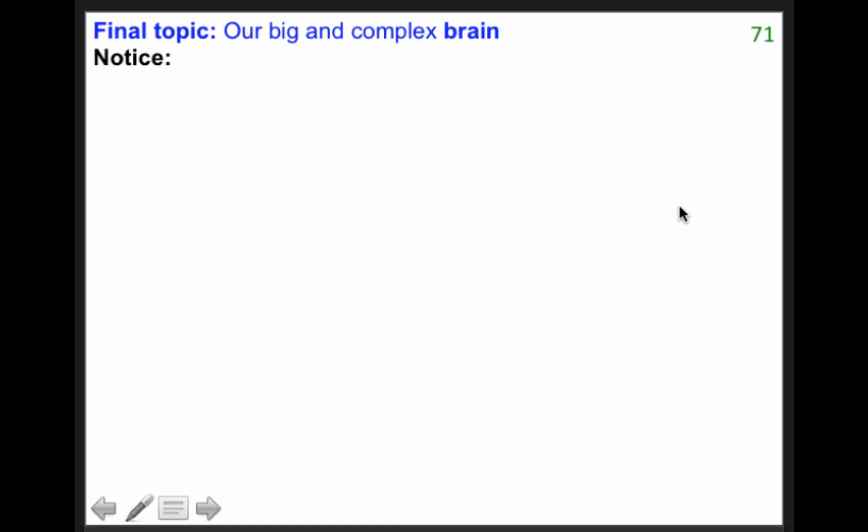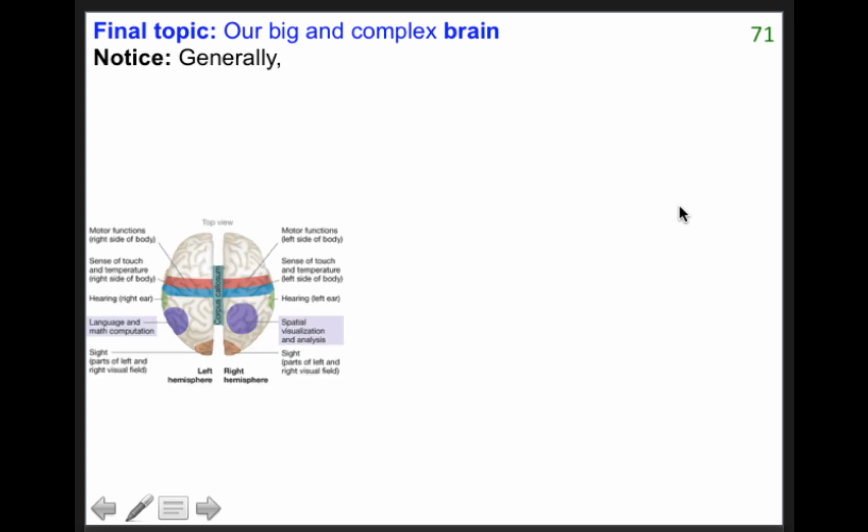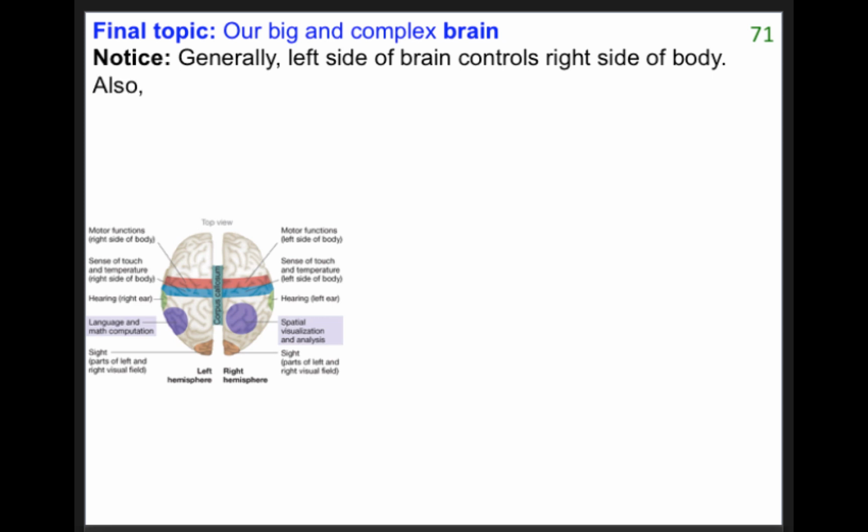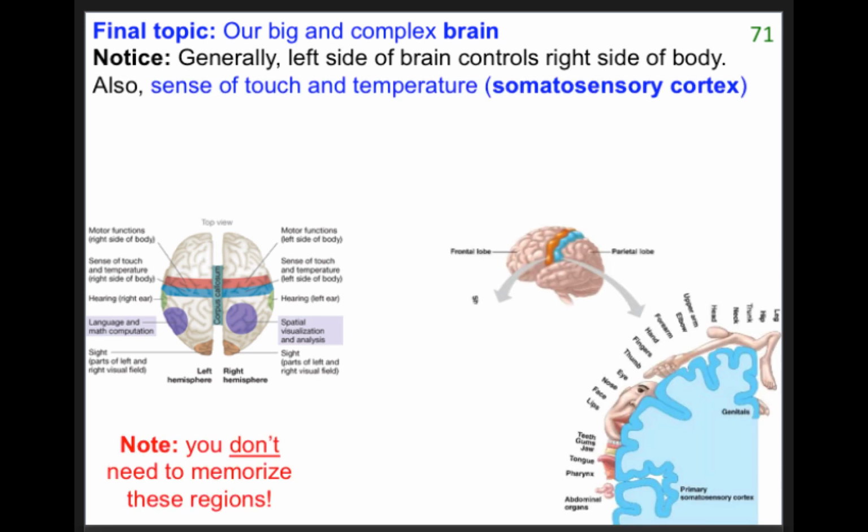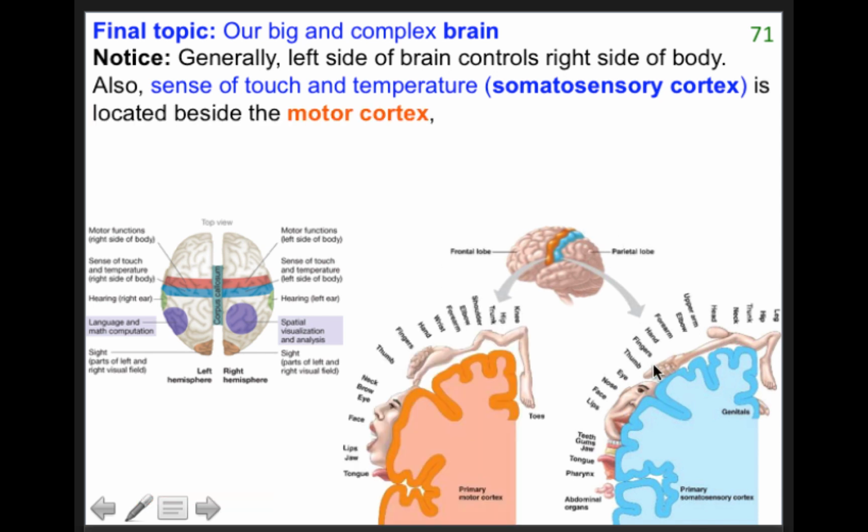So notice when you look at these different figures that in general, the left side of the brain controls the right side of the body. If this is the top view of a brain, this is the left hemisphere. All of these parts that control sensation and movement of the right side of the body are found on the left side of the brain. Also, your sense of touch and temperature, the somatosensory cortex, which is shown in blue in this picture, is located right beside the motor cortex.